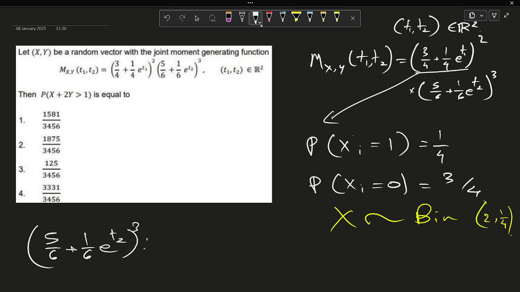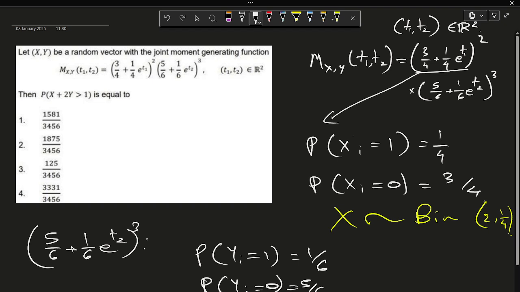Y is the sum of three independent Bernoulli random variables with P(Yi = 1) = 1/6 and P(Yi = 0) = 5/6. Hence Y follows a binomial distribution, so Y is binomial (3, 1/6).